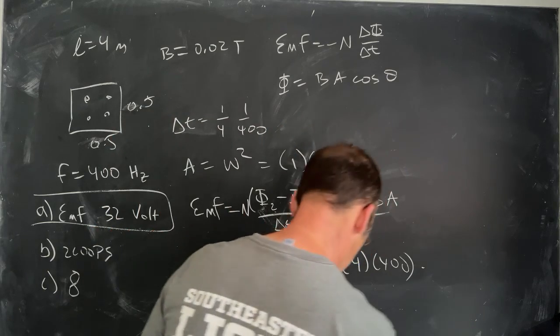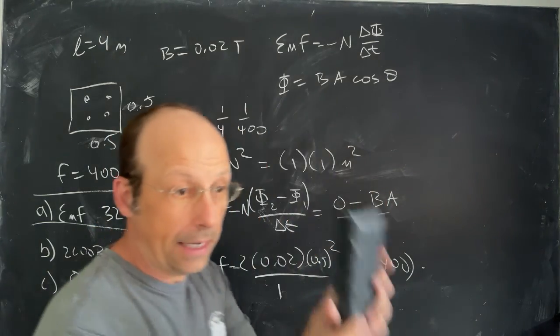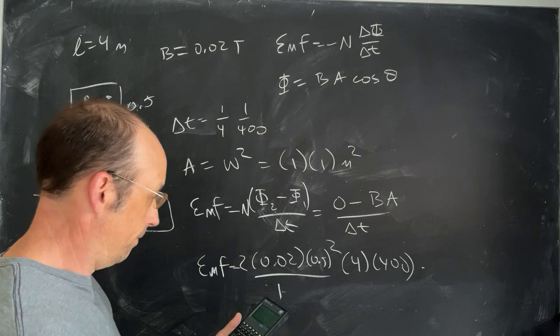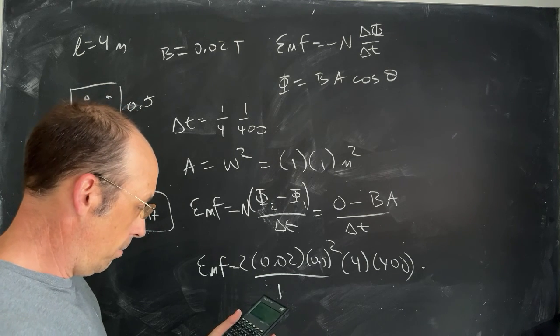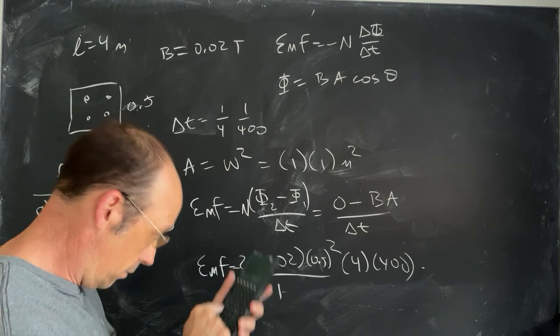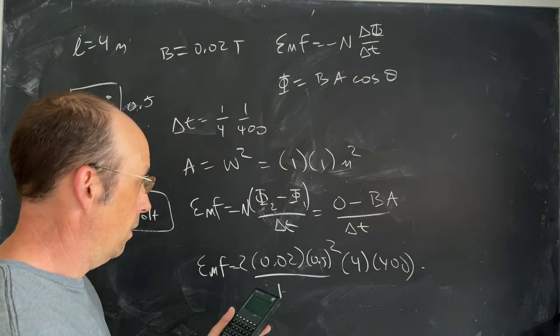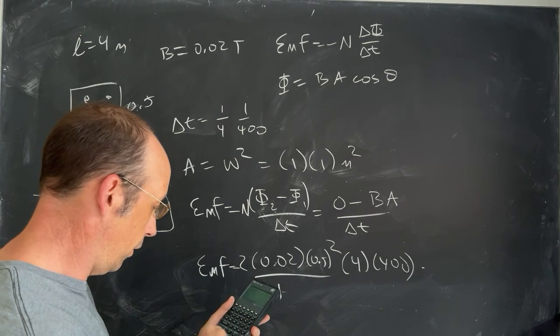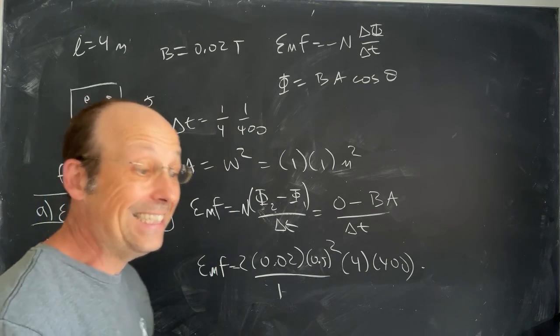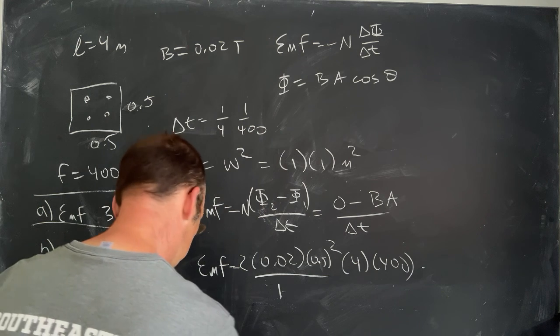So we can just recalculate this whole thing with my calculator. 2 enter 0.02 times 0.5 squared times 4 times 400 times. And I get 16 volts.